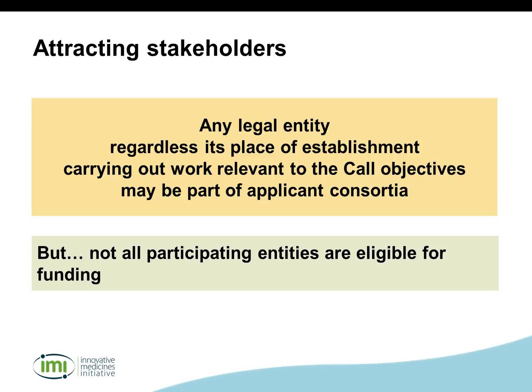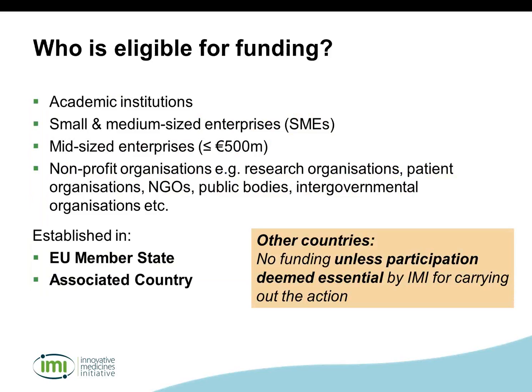However, this does not mean that every type of organization can receive GU funding. As I said at the beginning of my presentation, there is a derogation for IMI2 regarding the eligibility for funding. Only certain types of legal entity are entitled to receive GU funding. What are these kinds of organizations? Academic institutions, so universities, research organizations, small and medium enterprises, and non-profit organizations.